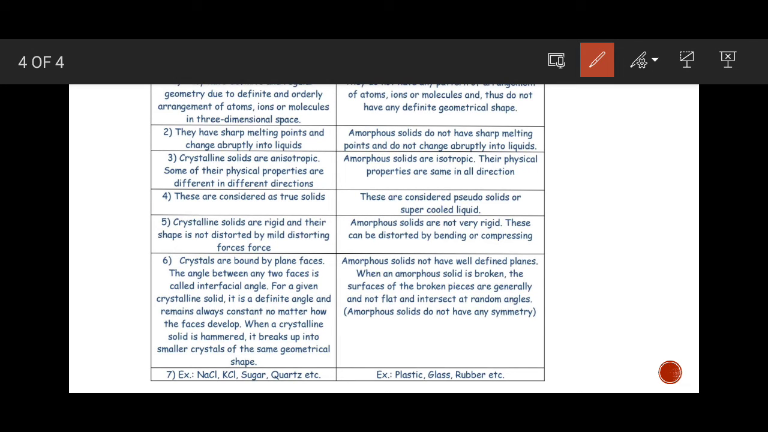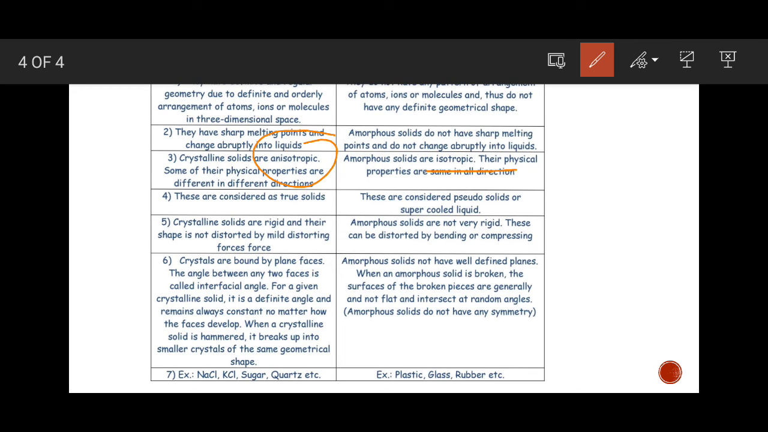Then comes the most important topic, that is anisotropy. Crystalline solids show anisotropic behavior, but amorphous solids are isotropic. What is isotropic and what is anisotropic we will be covering in our next video.